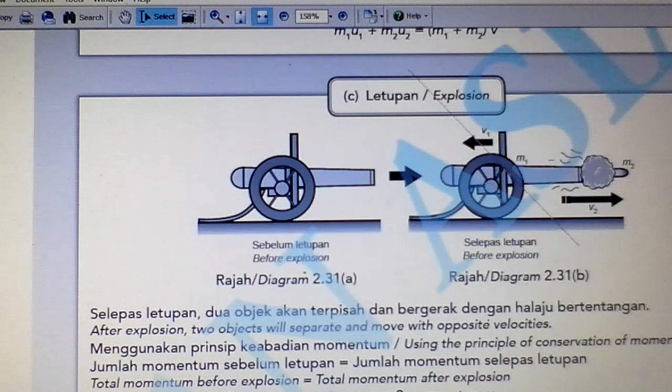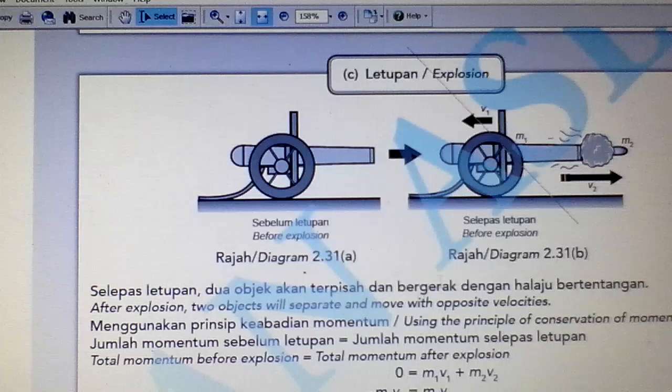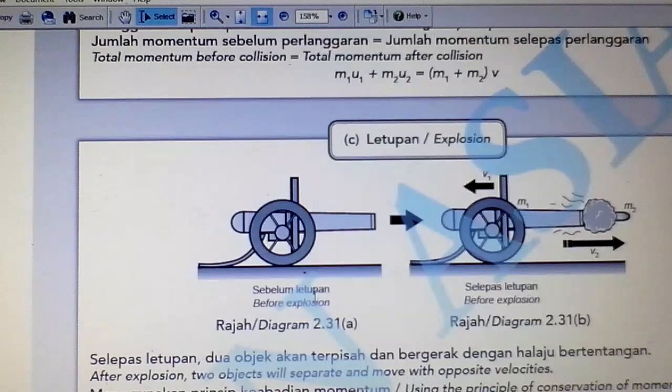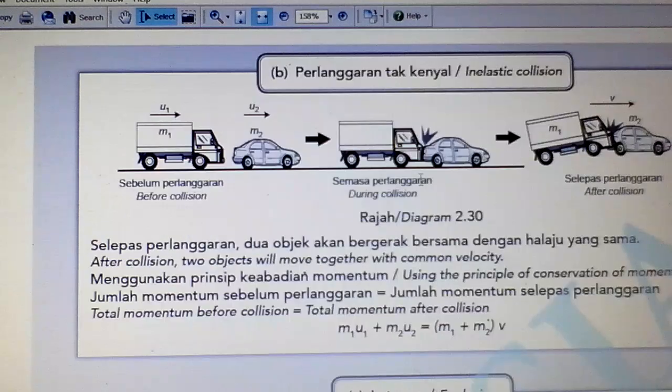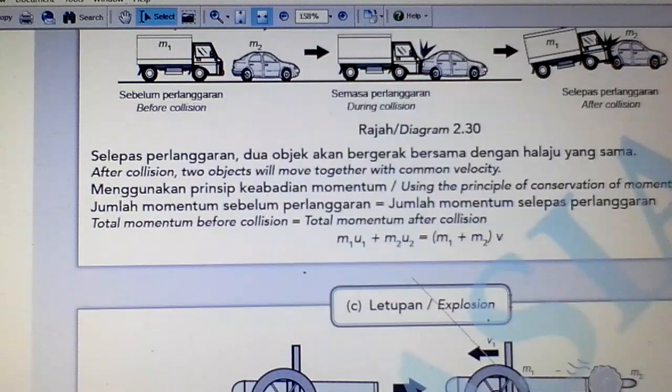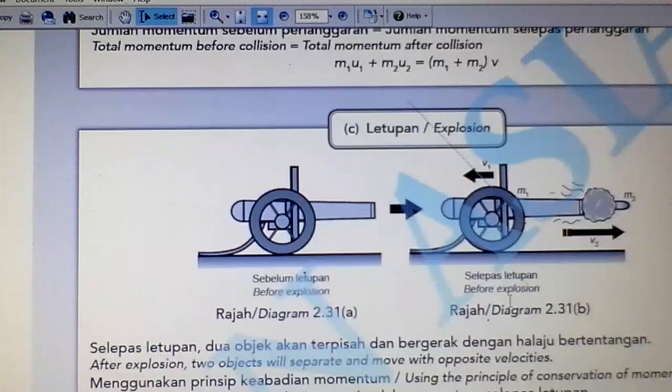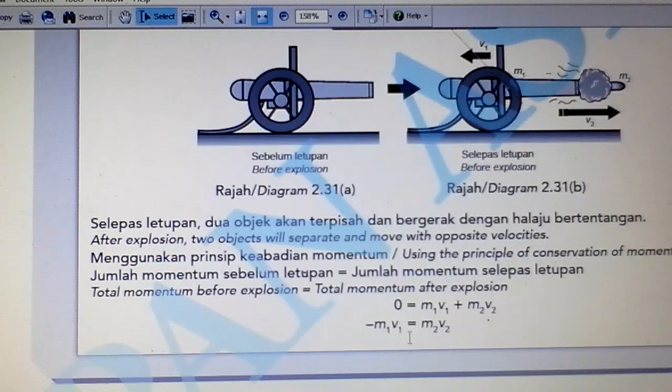Okay, so we have 3 types of situation here: explosion, inelastic collision, and elastic collision. In all these 3 situations we can apply the principle of conservation of momentum.